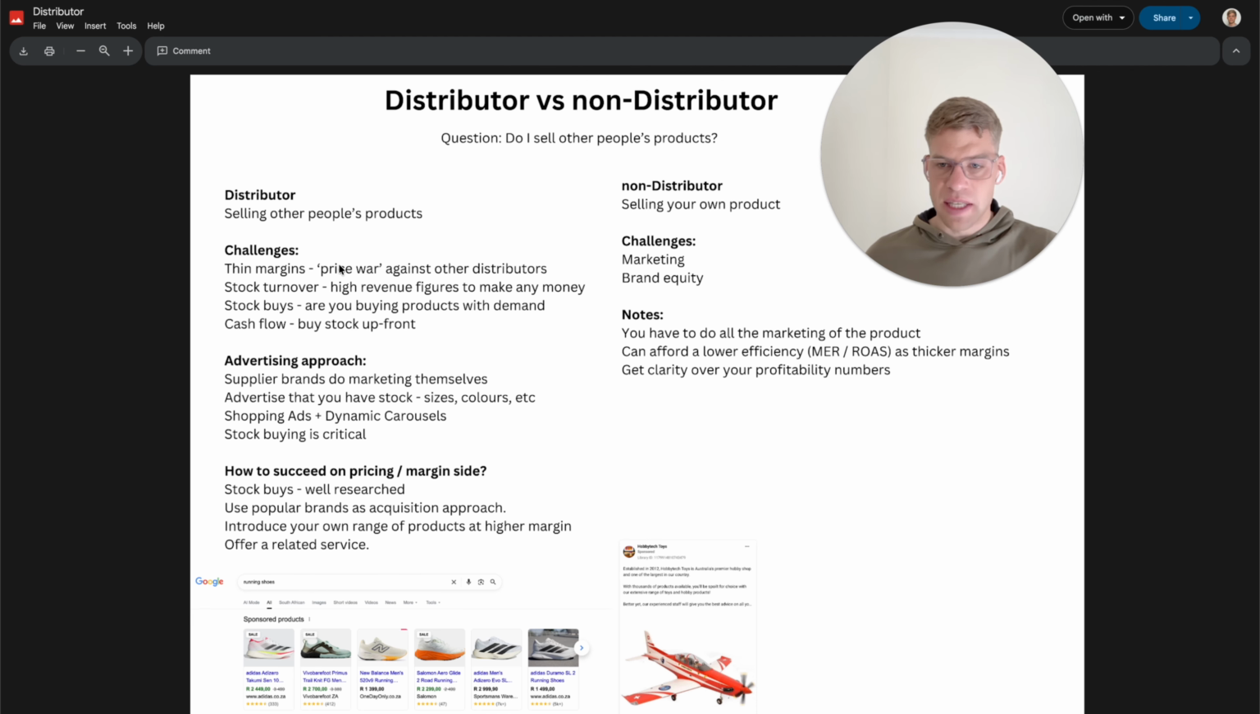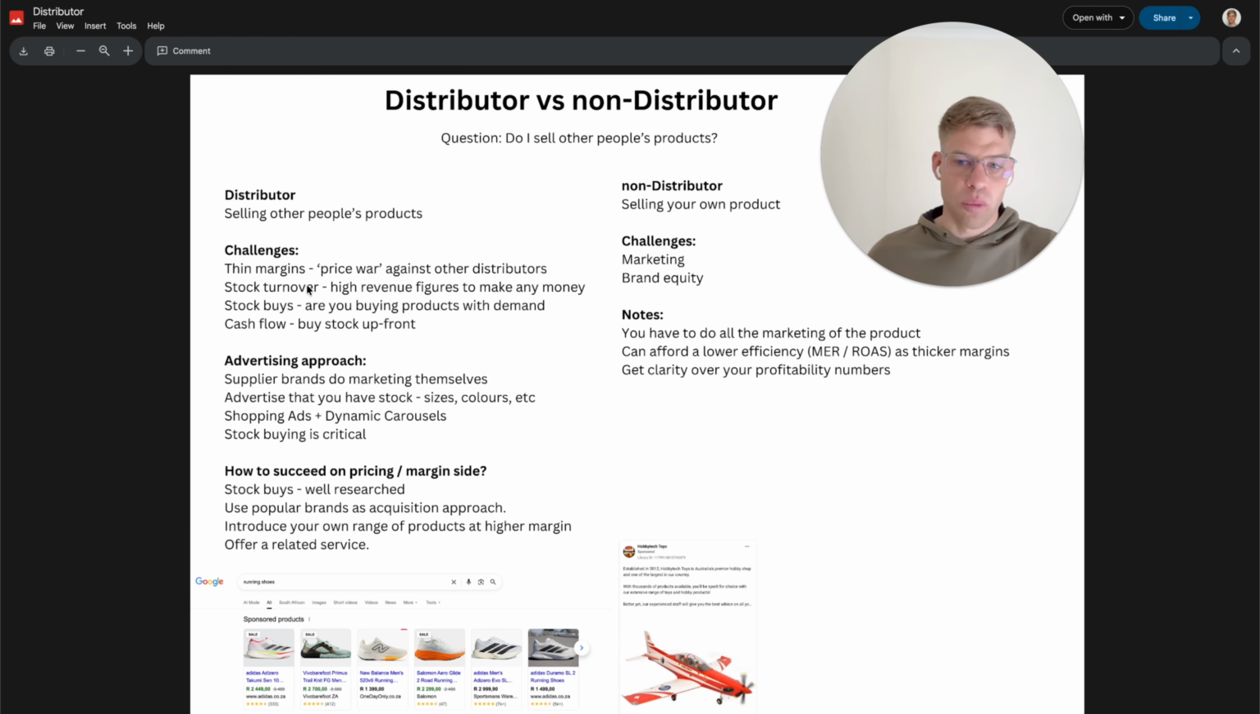So in terms of the key challenges of being a distributor, the main thing is thin margins, because you're selling a product that multiple other people stock as well, and obviously you guys are all selling the exact same product. So specifically when it comes to the online space, it's basically a price war between the different distributors of who has the lowest price, because you're all selling exactly the same product.